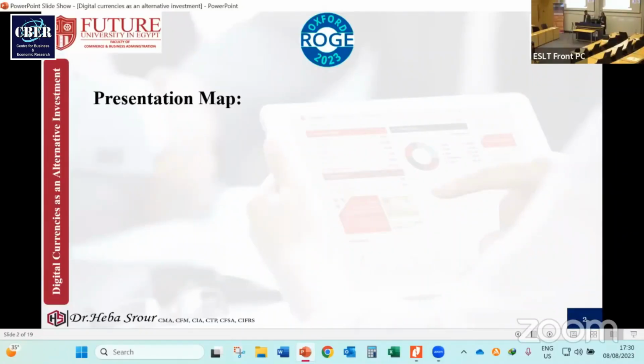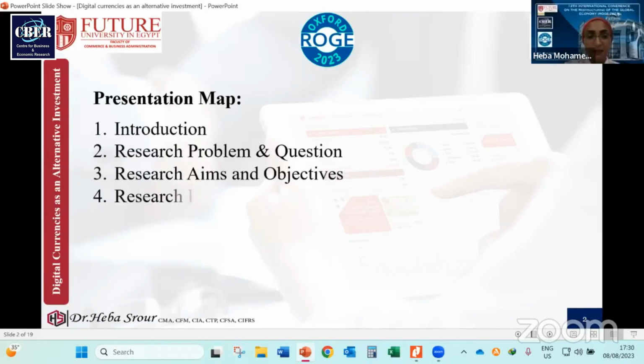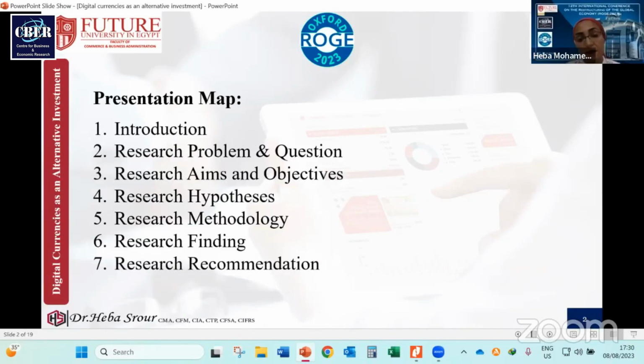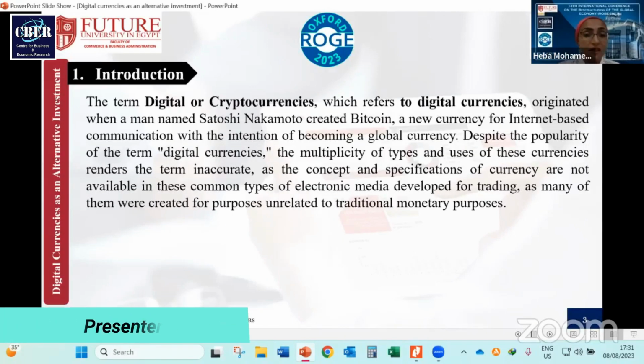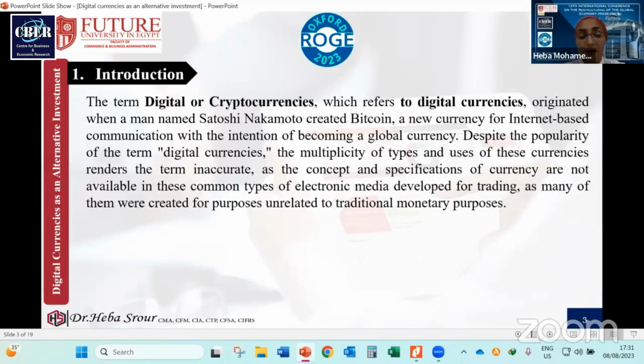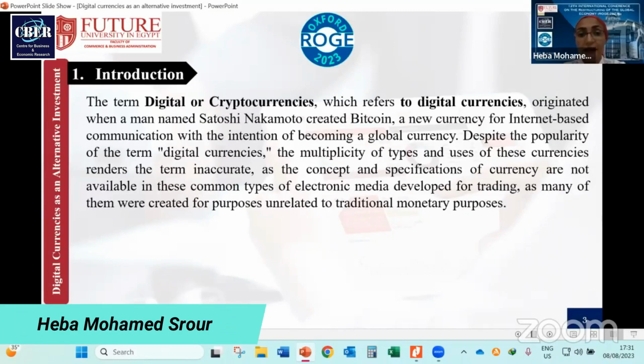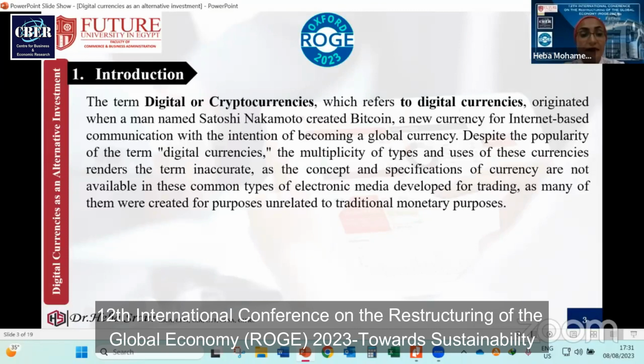My presentation is going through introduction, research problem and question, research aims and objective, hypothesis, methodology, finding, and recommendation. For introduction, the term digital or cryptocurrency, which refers to digital currency, originated when a man named Satoshi Nakamoto created Bitcoin, a new currency for internet-based communication with the intention of becoming a global currency.